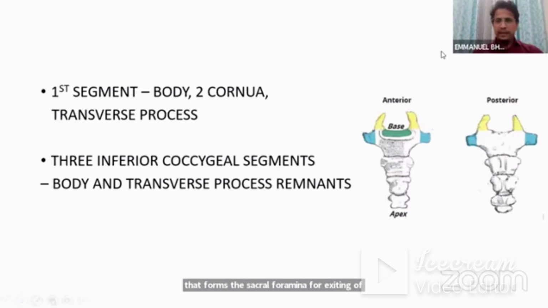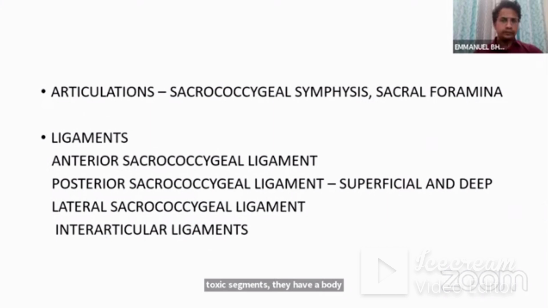The remaining three coccyx segments have a body and the remnants of the transverse process. Articulation wise, it forms the sacrococcygeal symphysis, which is a fibrocartilaginous joint, and the sacral foramen, which is formed again by the articulation of the cornu of the coccyx and the sacrum.